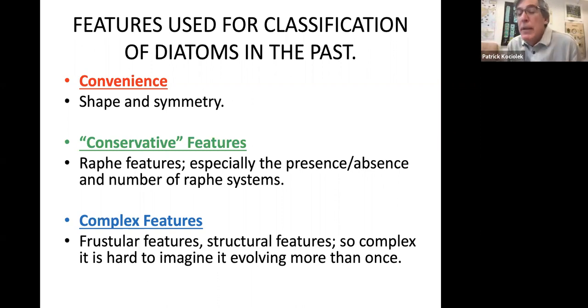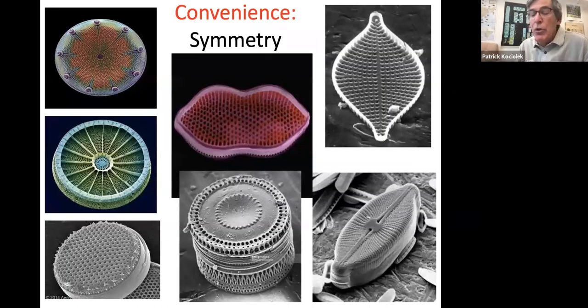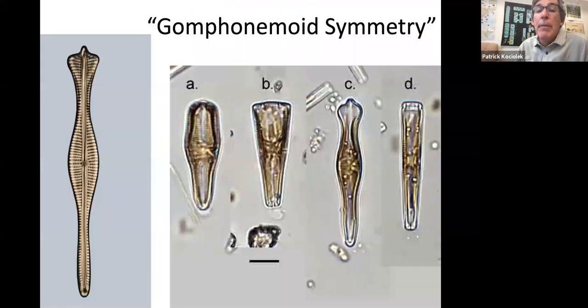them rampant homoplastic characters. So let's talk about symmetry, which has been a characteristic used quite a long time in diatoms to classify them. And I'm going to talk about gomphonemoid symmetry, about the asymmetry about the transapical axis, and asymmetry that's wedge-shaped in girdle view.